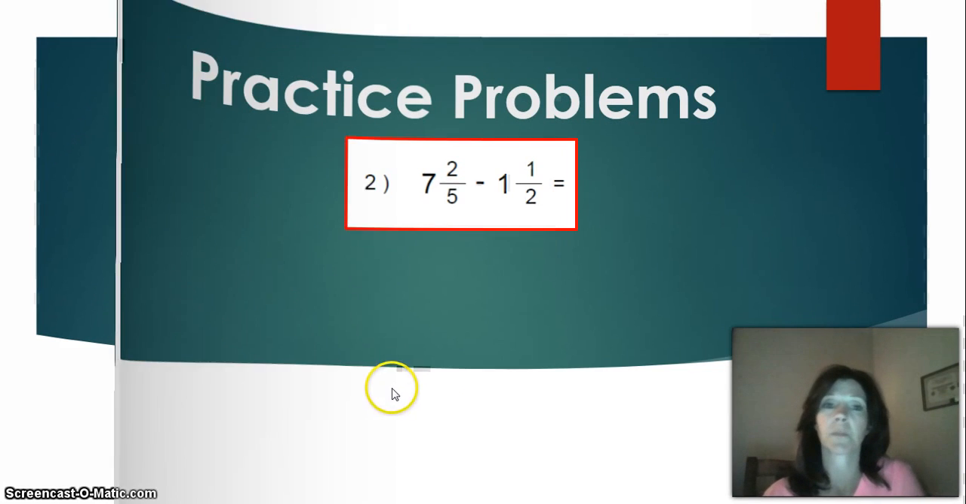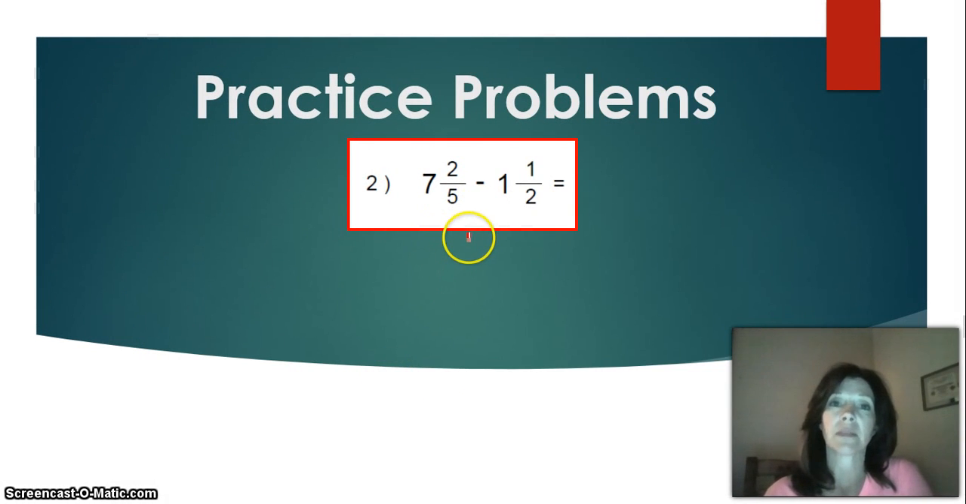Let's try another one. All right, pause the video, try this on your own. When you restart it, we'll see what we can do together. All right, let's see what you got. First things first, common denominator. Between 5 and 2, your common denominator is going to be 10. 5 times what is 10? It's 2. When you multiply 2 by 2, you get 4.